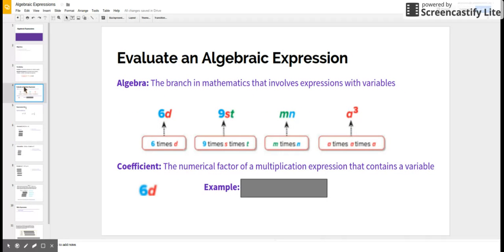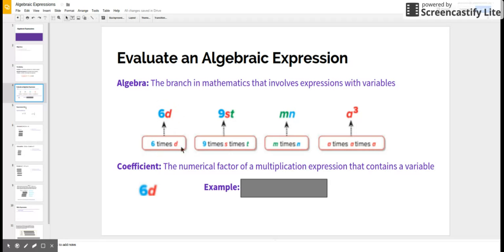Evaluate an algebraic expression. First, you need to know what algebra is. Algebra is the branch of mathematics that involves expressions with variables. So right now, we're in the chapter of algebra. This isn't geometry. This isn't statistics. This is algebra.